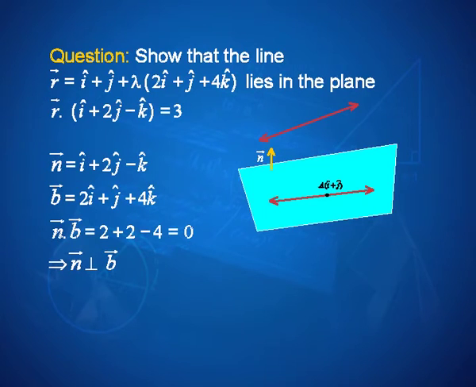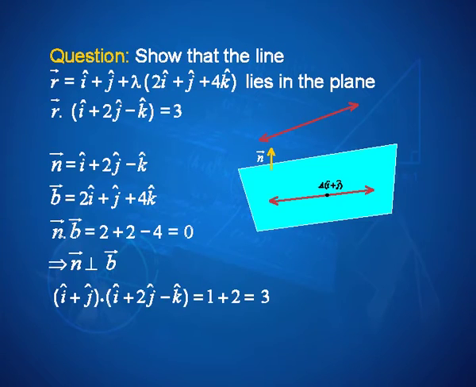Therefore, if I can show that the point A satisfies the equation of the plane and the vector n is perpendicular to the vector B, which defines the direction of the line, then our job is done. Here we have the vector n, that is normal to the plane, as i cap plus 2j cap minus k cap, and vector B, which gives us the direction of the line, as 2i cap plus j cap plus 4k cap. Simple dot product gives us 0, and therefore, the line is perpendicular to the normal, but it could be away from the plane, it could be parallel to the plane.